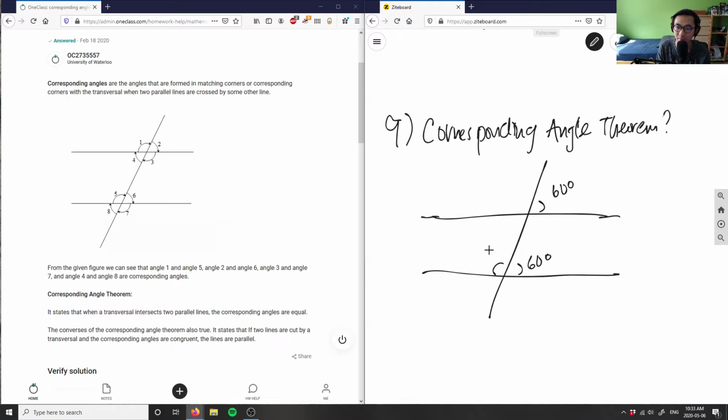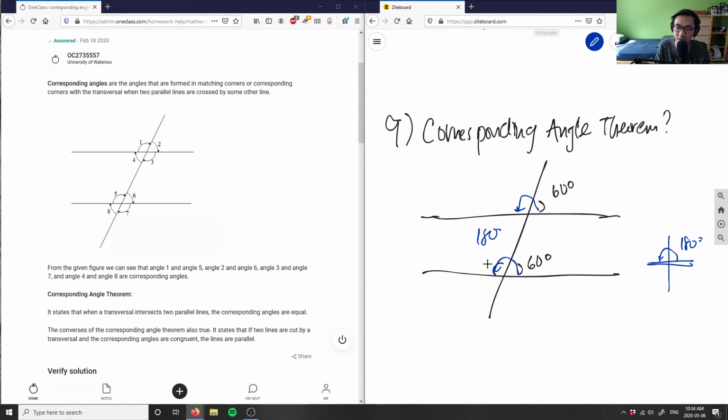Well, I know that, again, this here is a straight line, right? And this entire angle, so let me do this in blue here, this entire angle here has to equal 180 degrees, right? Because I know that this here is 180 degrees.